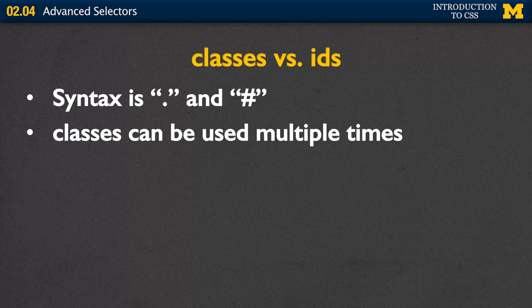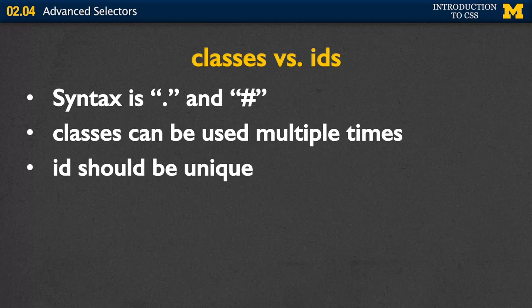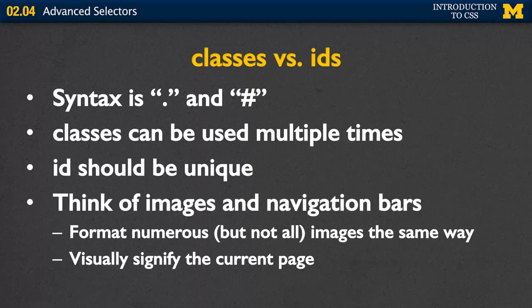You want to remember that classes can be used multiple times. It makes sense in your HTML code to see class equals thumb, class equals thumb, class equals thumb, because it's not supposed to be a specific part of the page. With IDs, it should be unique. You should only see ID equals, for instance, header, which we're not even using, once. You should only see ID equals main section once.